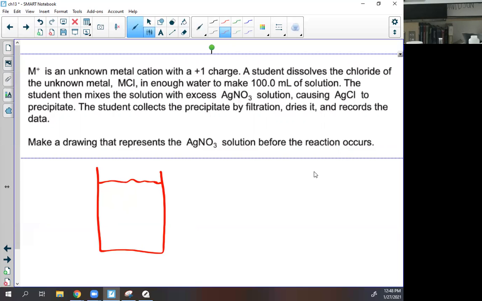What's that? There would be AgNO3 in there. Go ahead. They're put together, but they haven't reacted yet. MCl, metal chloride. So it's a +1. So it's either lithium, sodium, potassium, rubidium, cesium, or francium. Doesn't matter.